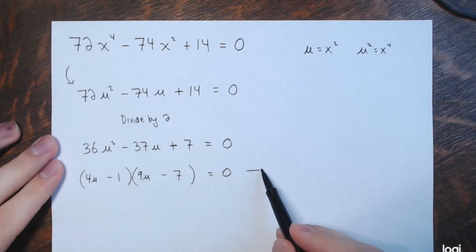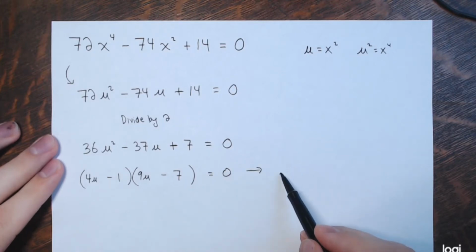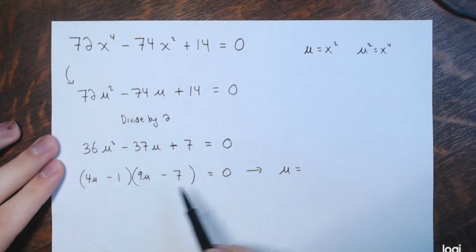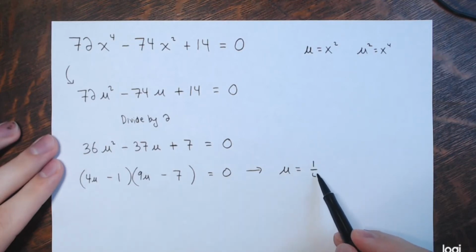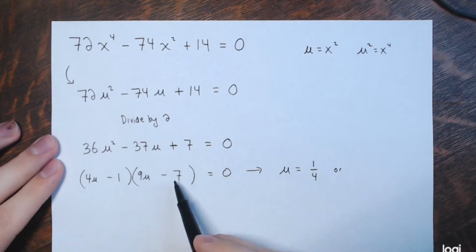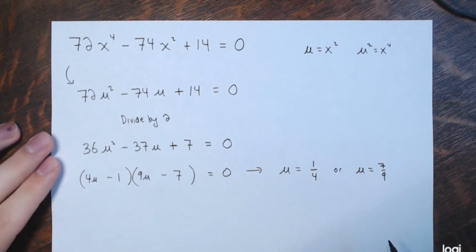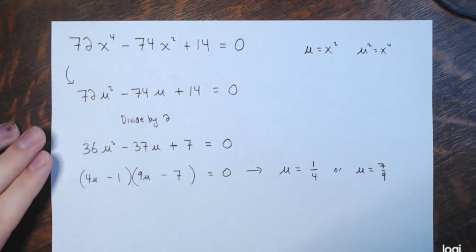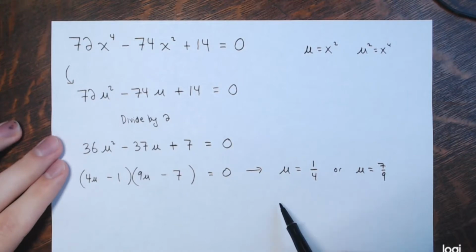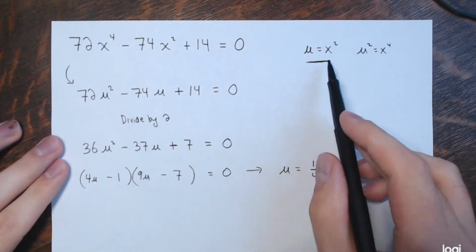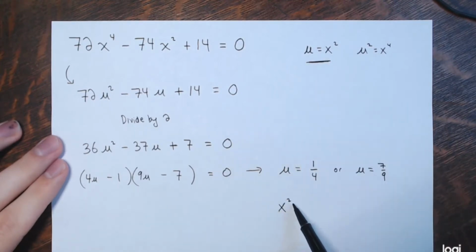So the solutions to the quadratic here are u equals 1/4 or u equals 7/9. But then don't forget we're subbing back, right? I don't want to solve for u, I want to solve for x. So subbing back, u was x squared, right? So we have x squared equals 1/4 or x squared equals 7/9.